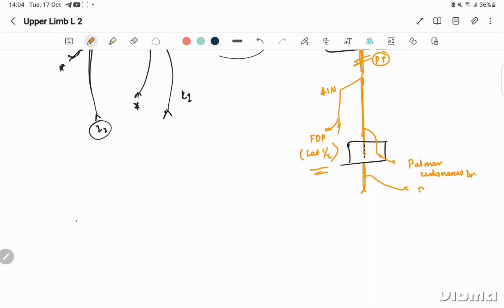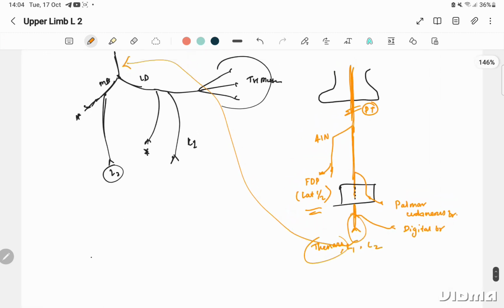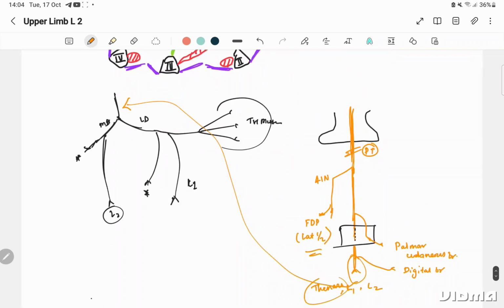Then we have the digital branch, and this branch will supply the thenars, L1, L2, which I drew here. This one, this is the branch. Okay.